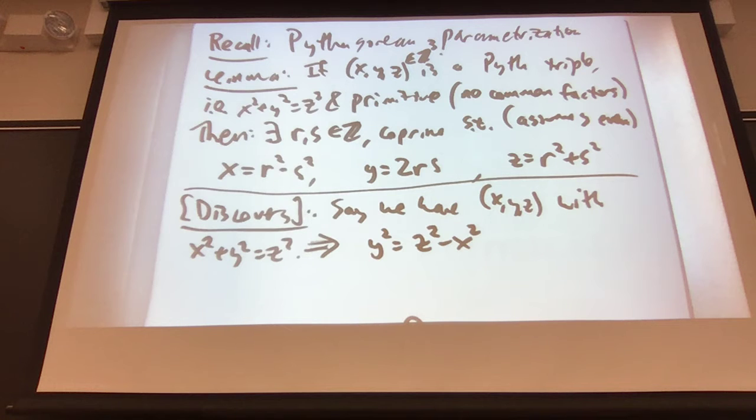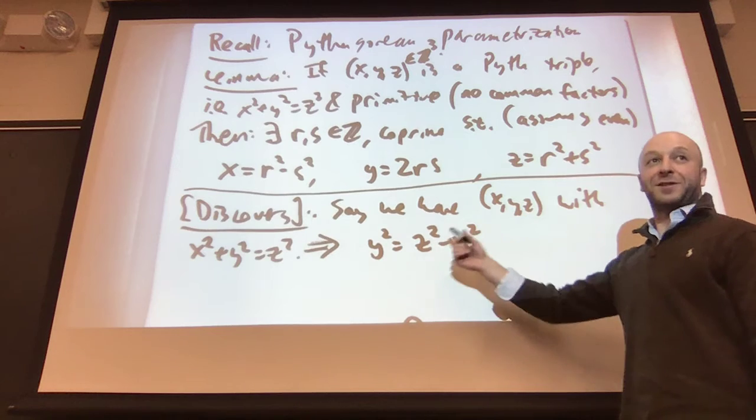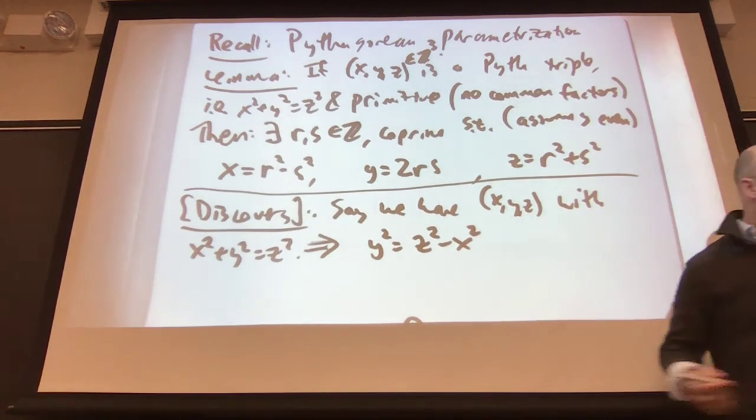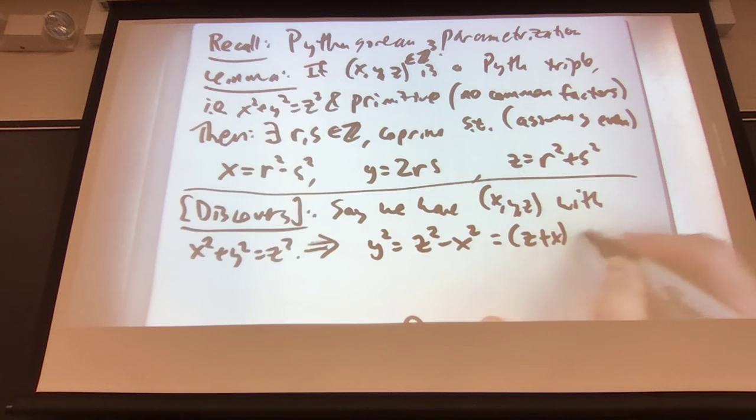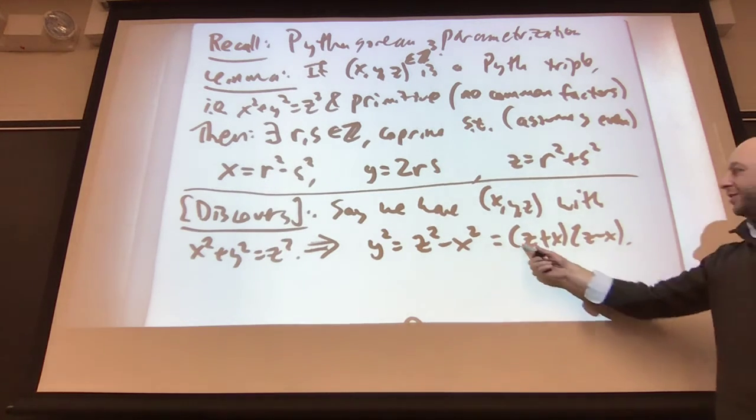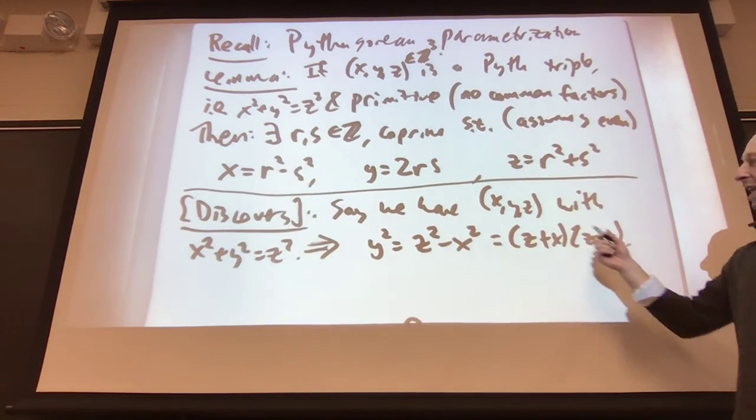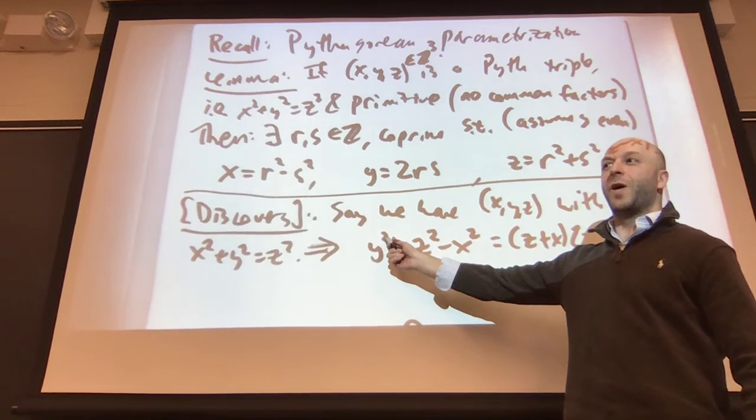Why would I do that? Exactly. x squared plus y squared doesn't factor over the reals, but z squared minus x squared does. So this factors as z plus x times z minus x. And now something really weird has happened. You have an integer and another integer, and their product is a square.